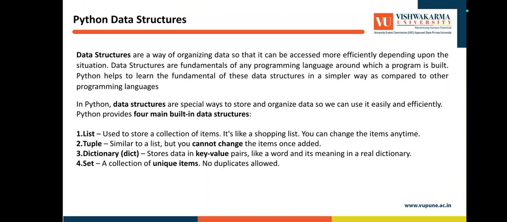Python provides four main built-in data structures. List is used to store a collection of items. It's like a shopping list. You can add and change items anytime. Tuple is similar to a list, but you cannot change an item once it has been added. Dictionary stores data in key-value pairs, like a word and its meaning in a real dictionary. Set is a collection of unique items. No duplicates are allowed in it.